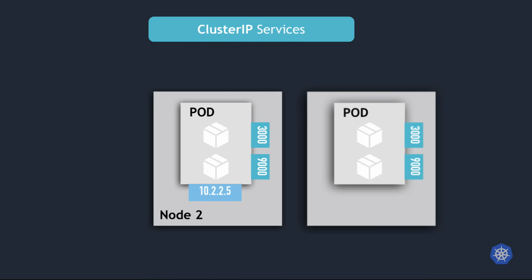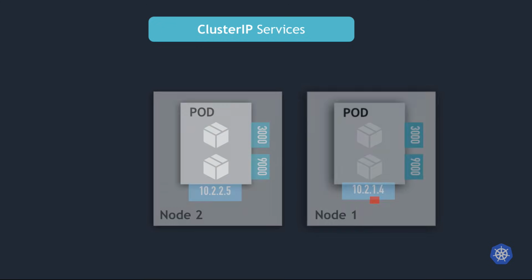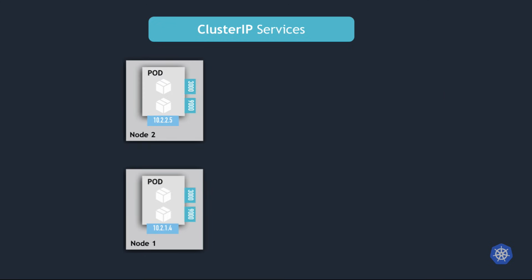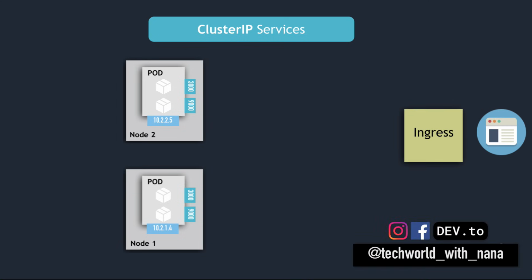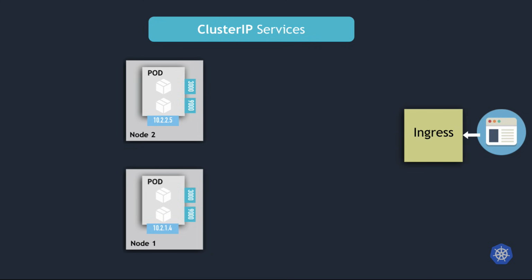Let's say if it starts on worker node 1, it will get an IP address that looks something like this. Now, let's say this microservice is accessible through a browser. So we have ingress configured, and the requests coming in from the browser to the microservice will be handled by ingress.